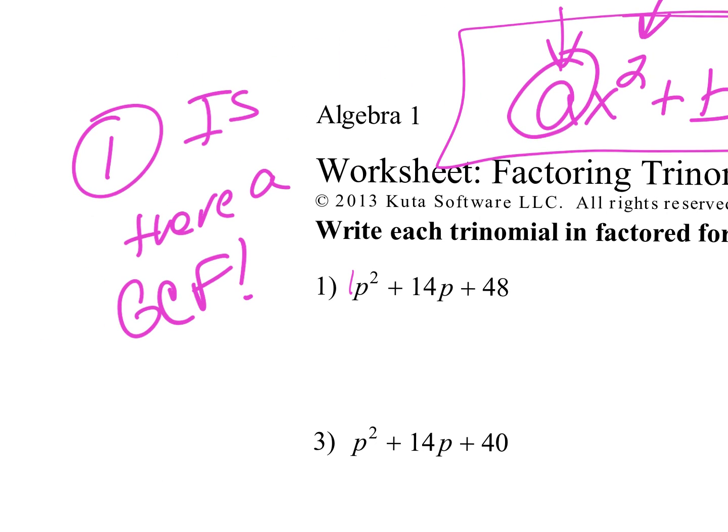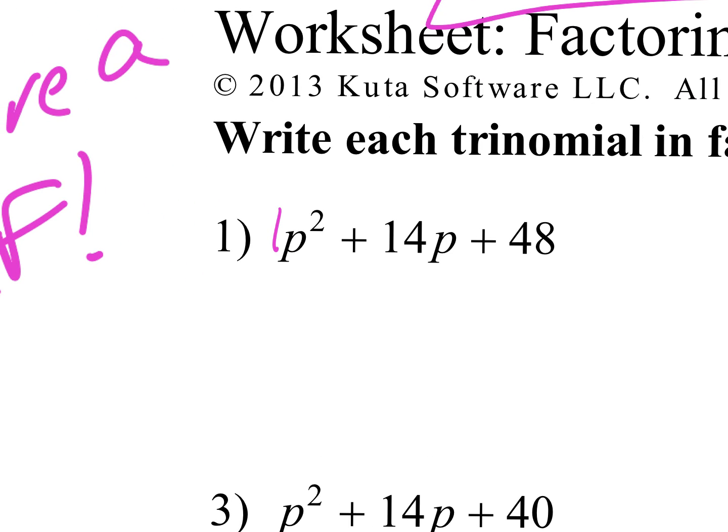But the very first question you should ask yourself for every single problem that you factor is, is there a GCF? Because you've got to get that out first. So when I look at number 1, I'm going to refer to this because this is how it really helps us for when a is not 1. I'm going to say always you want to take your a term times your c term. Is there a GCF? Is there a number or letter that I can take out of all 3? No. So I'm going to say a times c. So 1 times 48 is 48.